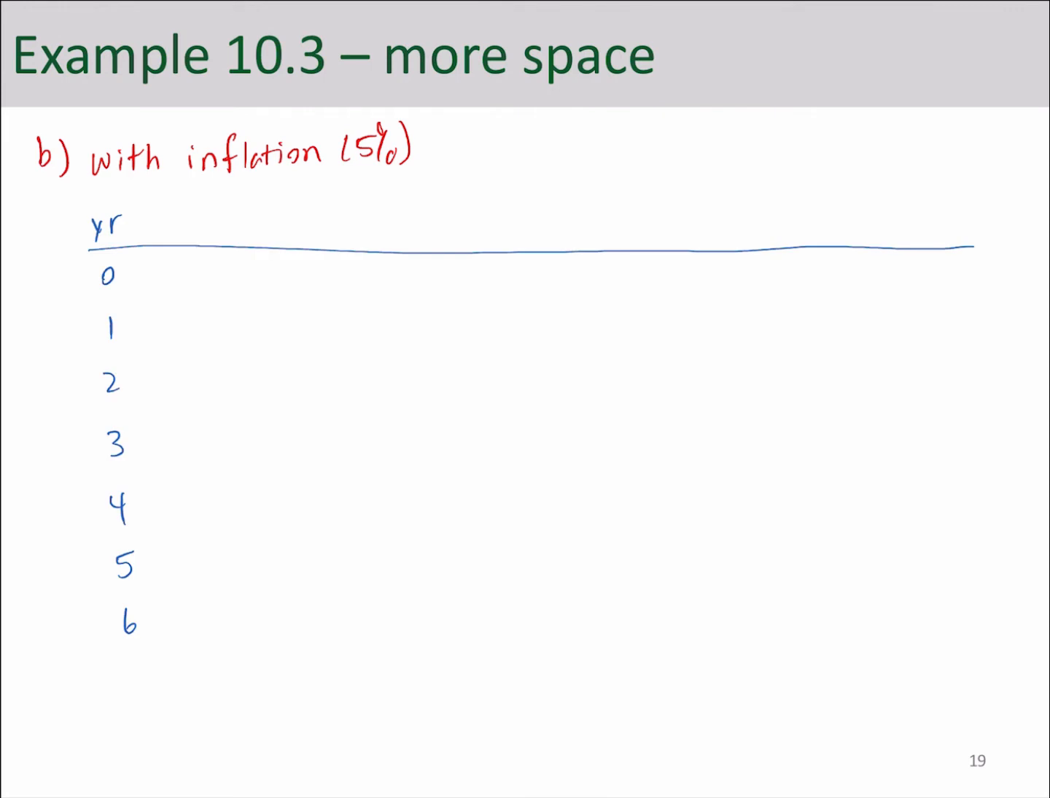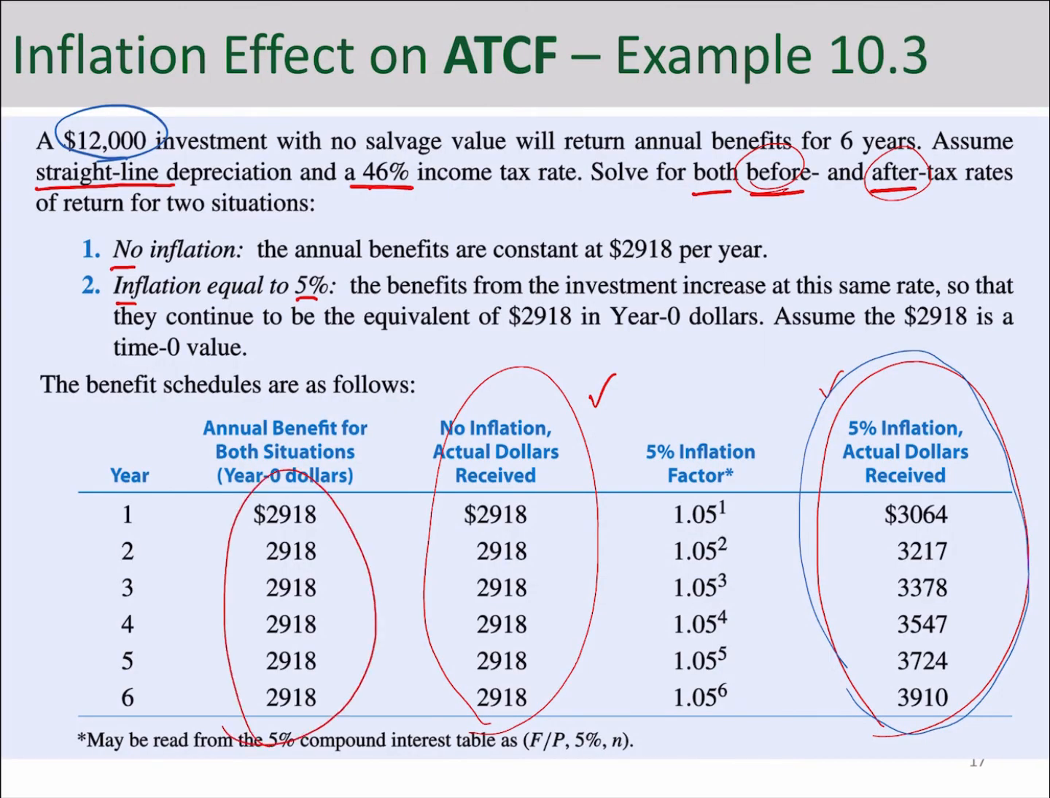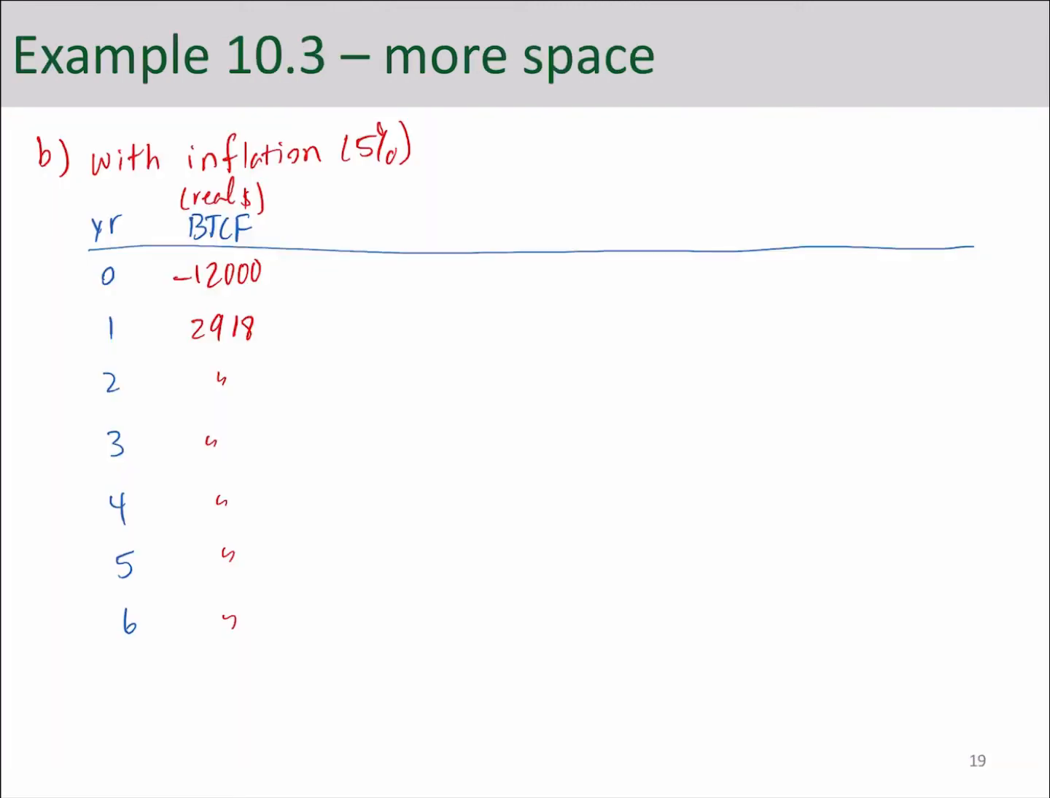The first step is to start with a before-tax cash flow, but very, very importantly, in real dollars. So the before-tax cash flow in real dollars is negative $12,000 in year 0, and then from year 1 to year 6 it is 2,918, if you remember. This is the real dollar I'm talking about here. So we're starting with that. The next step would be a before-tax cash flow, but this time in actual dollars.